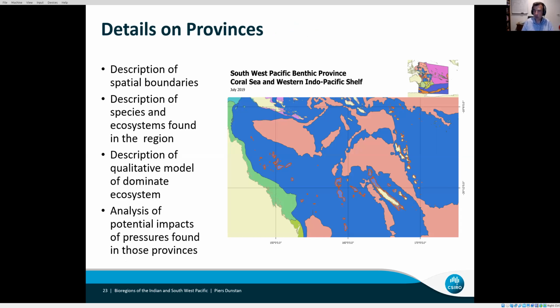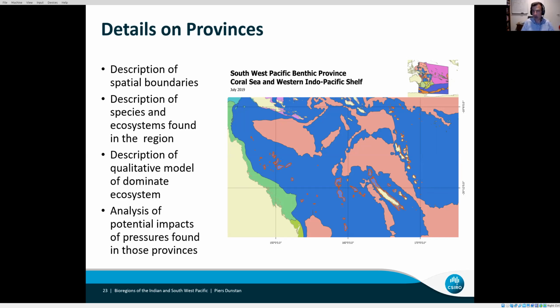Within the work that we've done, what we did then is, of course, go into every single one of those provinces. And there's well over 150 provinces that we've described as part of this work. And every single one of those provinces obviously has a description of the spatial boundaries, a description of the species and ecosystems found in that region, and, for most of the systems, a description of the qualitative model of the ecosystem that dominates that particular area.